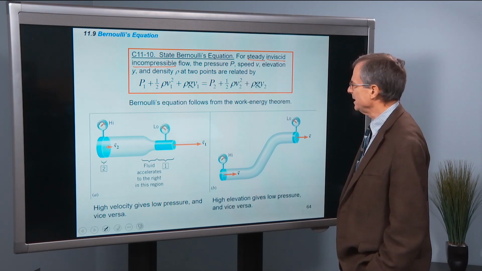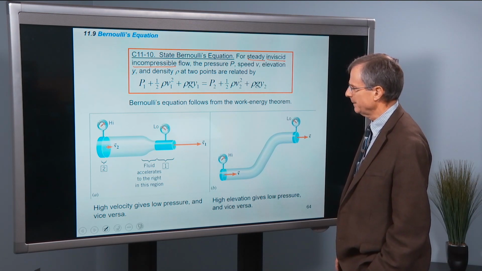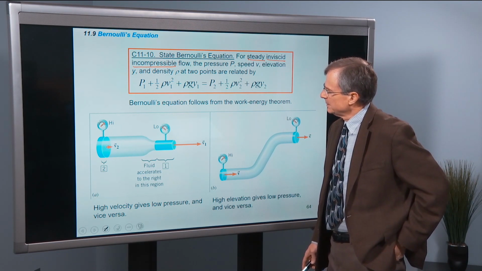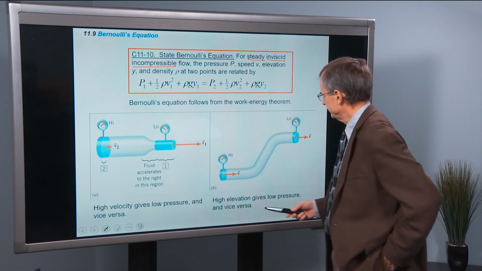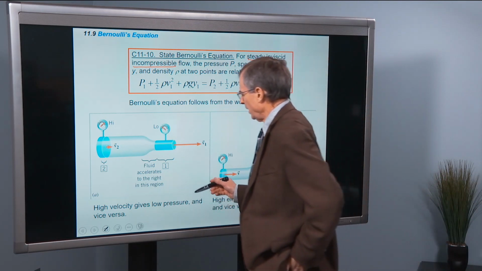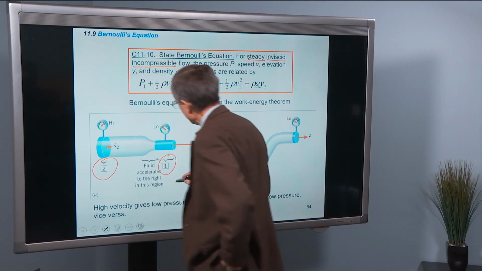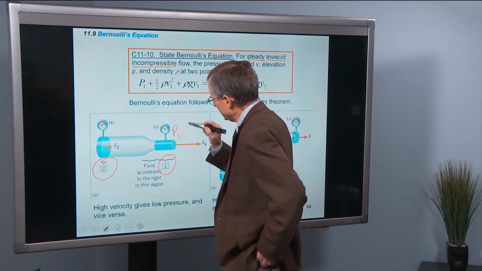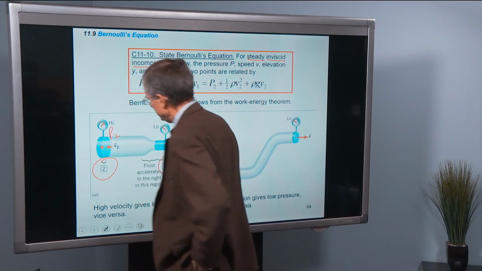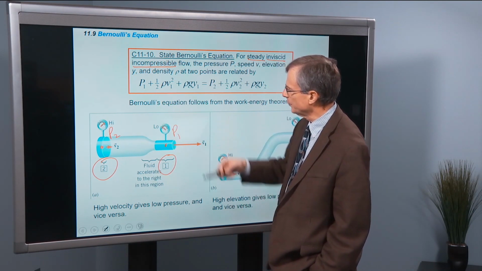The pressure P, speed V, elevation Y, and density rho at 2 points are related by the following equation. Here's point 1. Here's point 2. Pressure at point 1. Pressure at point 2. The pressure at point 1 plus 1/2 rho V1 squared.